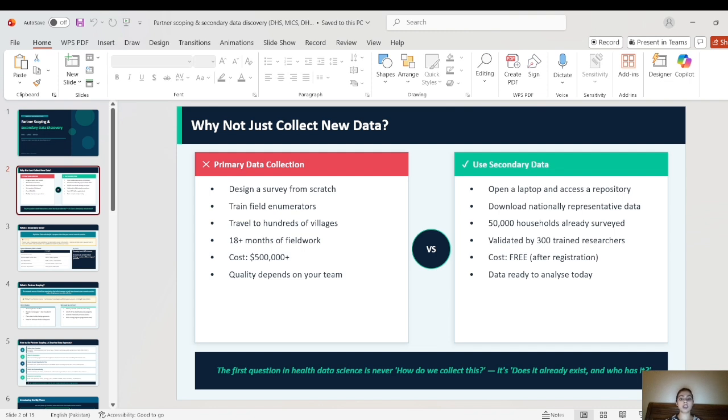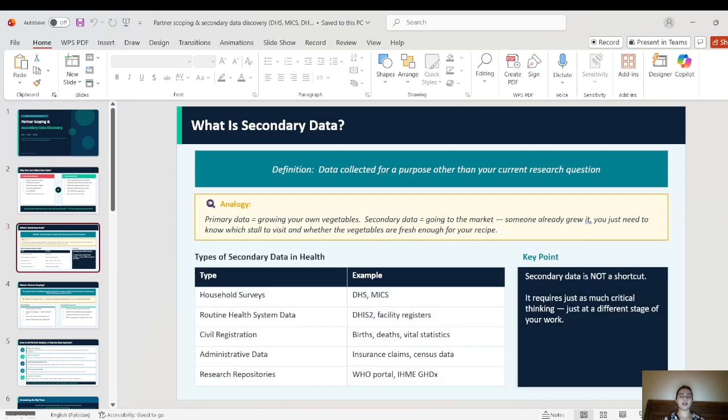So the first question in health data science is never how do we collect this. It's: does it already exist, and who has it? That's the question that should come to your mind as a data scientist.